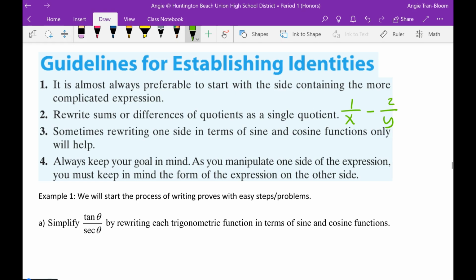Can you read 3, please, Yui? Sometimes writing one side in terms of sine and cosine functions only will help. Right. Always break it down to basic things that you're comfortable with, such as sine and cosine. 4. Lauren, can you read 4, please? Always keep your goal in mind. As you manipulate one side of the expression, you must keep in mind the form of the expression on the other side. Perfect. Okay. Always remember what we're trying to get to.